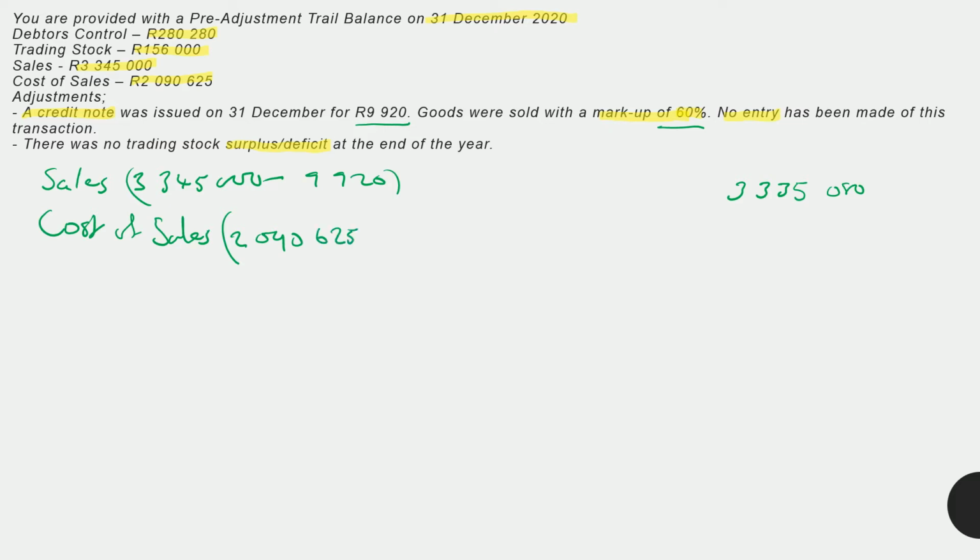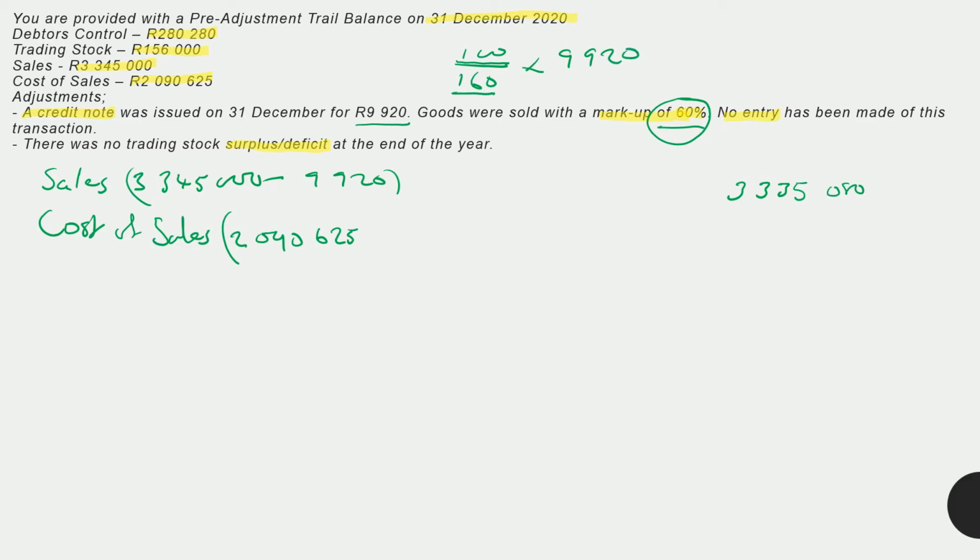Your cost of sales is 2,090,625. Remember, when these goods were returned, we need to reduce our cost of sales, because we had decreased our trading stock by the goods that we sold, but those goods were returned. So we need to reduce our cost of sales by the cost price of the goods that were returned. The cost price is calculated from here. The cost price will be 100 over 160. This is the selling price percentage, and this is the cost price percentage.